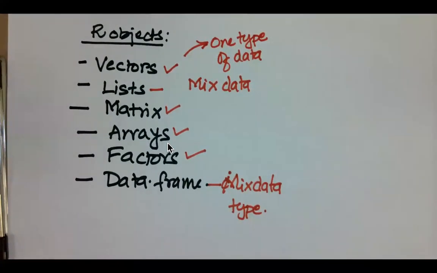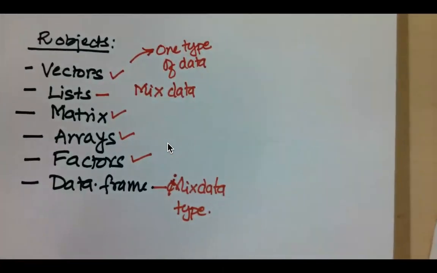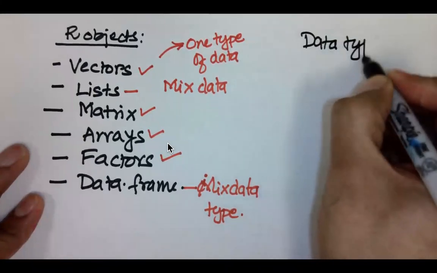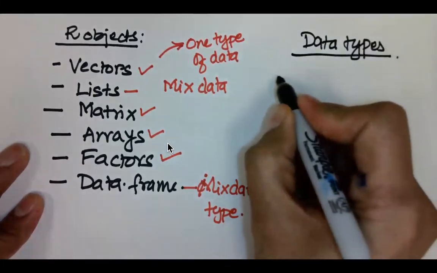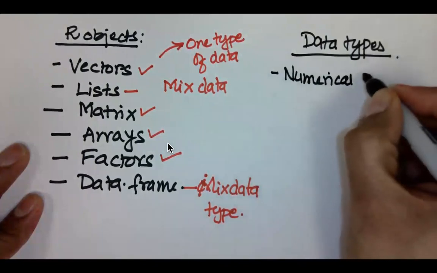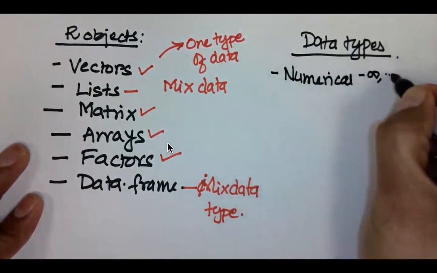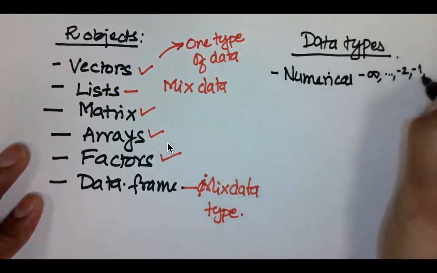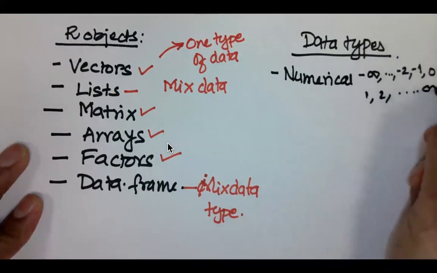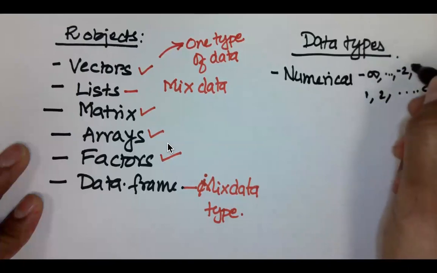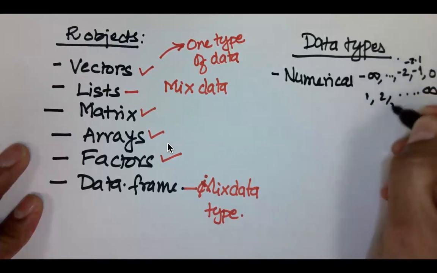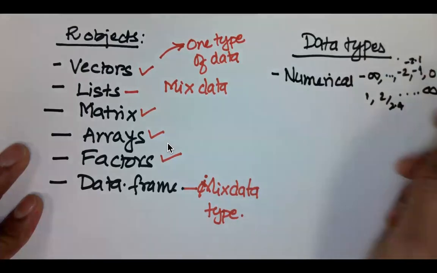When we talk about the different data types, one of them is numerical. The numerical data starts from negative infinity and goes to -2, -1, then possibly 0, and then 1, 2. These are the whole numbers, but this also contains decimal values. You can have -2.1 also as part of it. Sorry, I could not write it there, but 2.4, 2.5, all those values are also part of the numerical category.